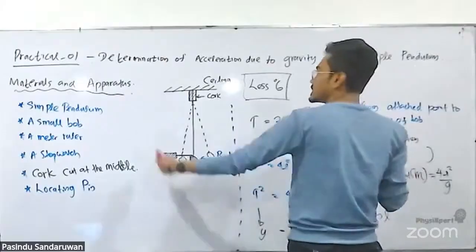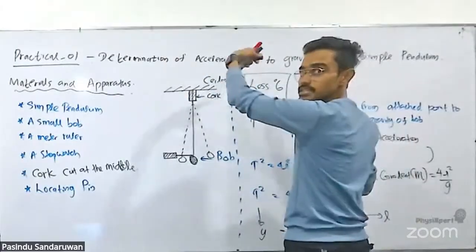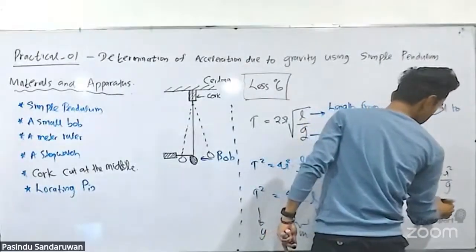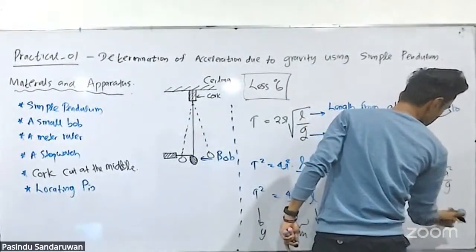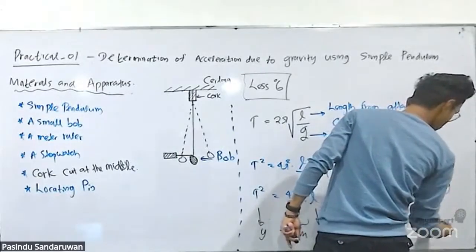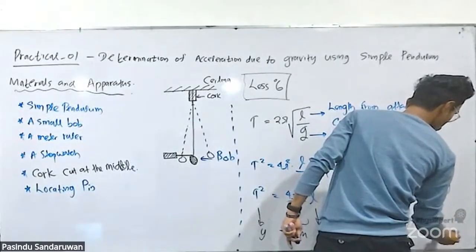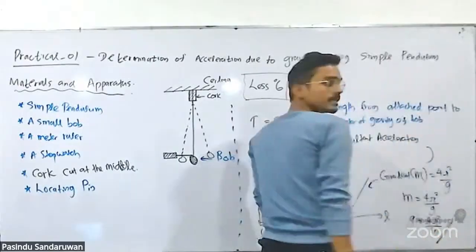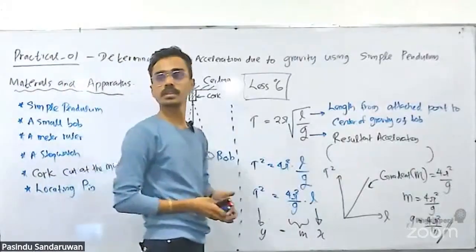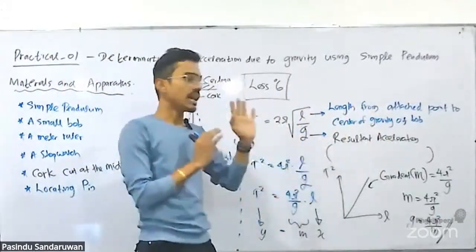Now our target is determining g. If the gradient is known, m equals 4 pi squared over g, so g is given by 4 pi squared over m. Right? g is given by 4 pi squared over m.